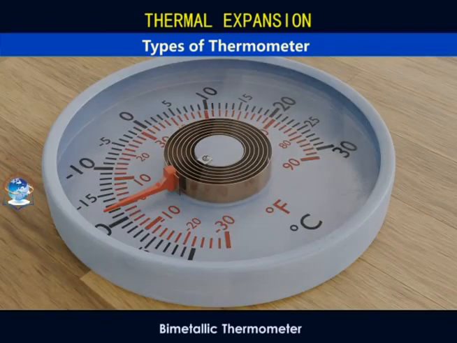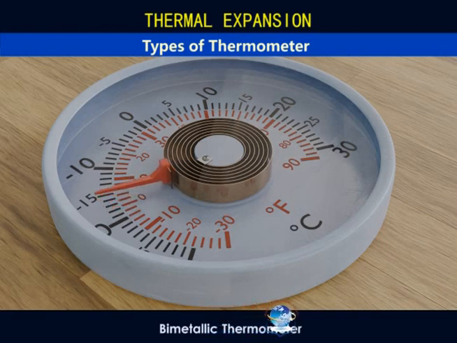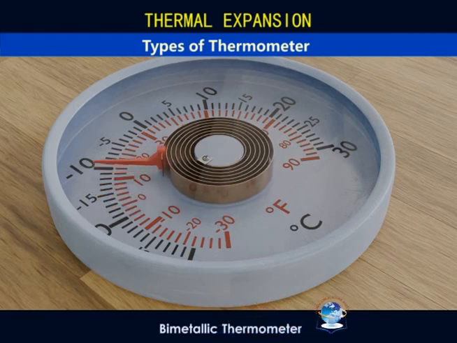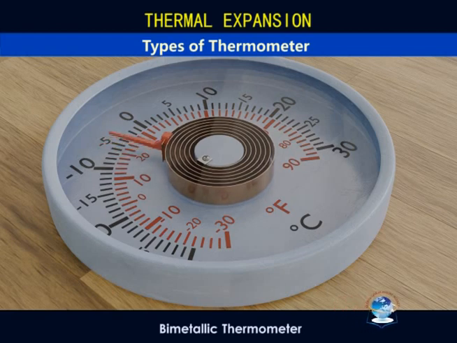The bimetallic strip is a type of thermometer that consists of coiled bimetallic strips as shown on your screen. One end of the spiral is fixed while a pointer is attached to the other. An increase in temperature causes the spiral to curl in a clockwise direction, forcing the pointer to move over the calibrated scale. The curling is due to unequal expansion of the metals in the bimetallic strip.